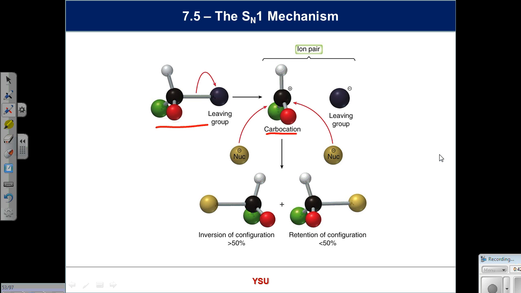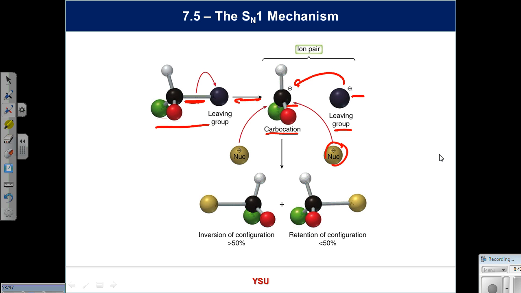There's my carbocation. As soon as this bond is broken, where is my leaving group? Has it disappeared? Or where is it? It's still there. It's to the right of that molecule. And what does this guy have that this thing wants? Electrons. So should this be reversible? I would think so. Okay? Reversible.